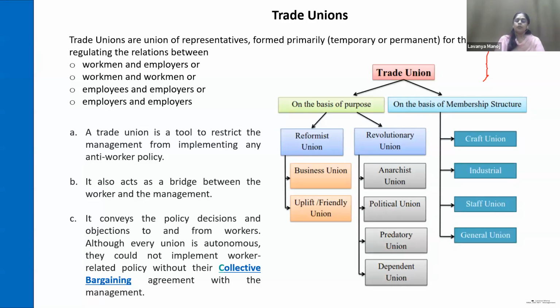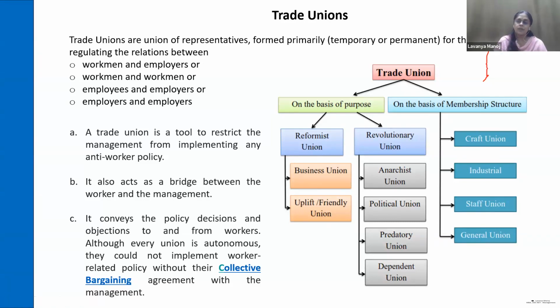And we have different types of trade unions. On the basis of purpose, this is mostly not in developing countries or underdeveloped countries. This mostly happens in very well developed countries like the US, Australia, UK, and some European countries. In developing and underdeveloped countries, the trade unions are craft union, industrial union, staff union, and general union.